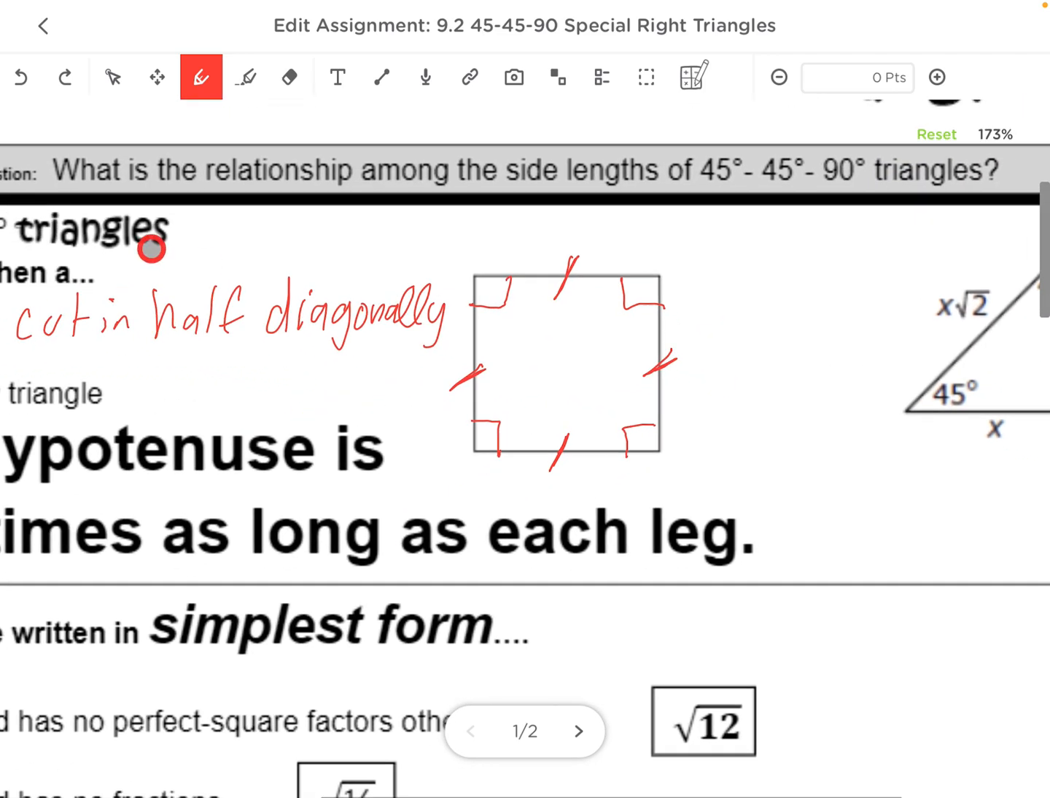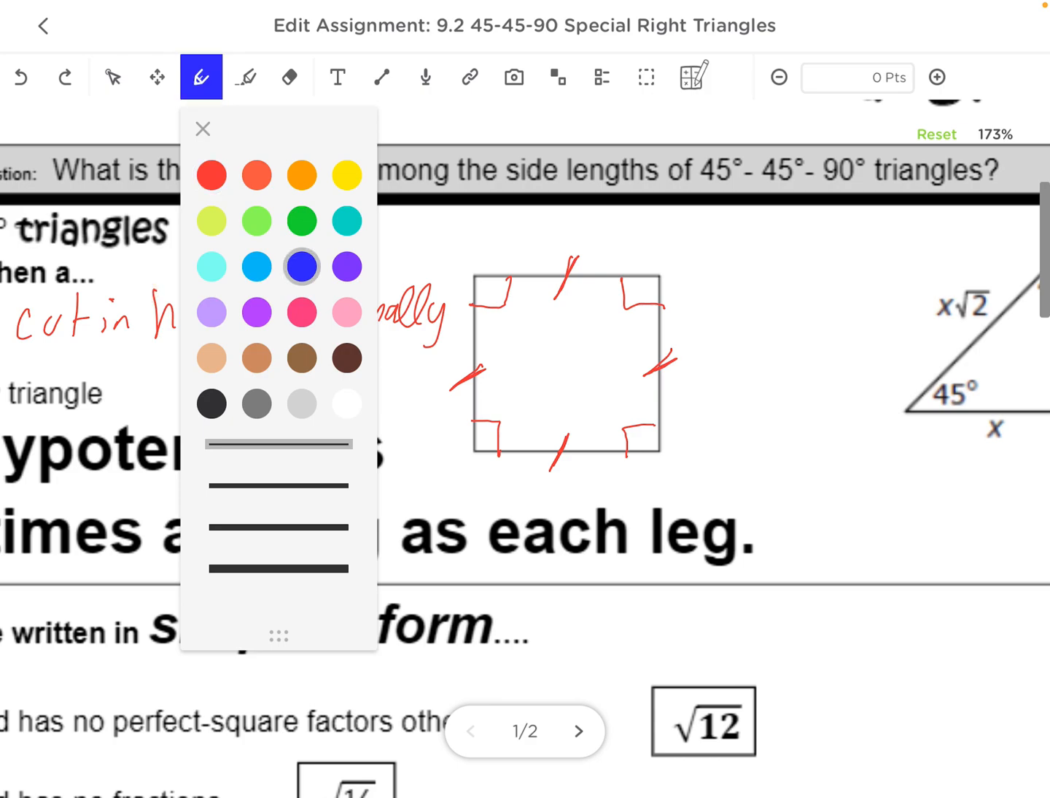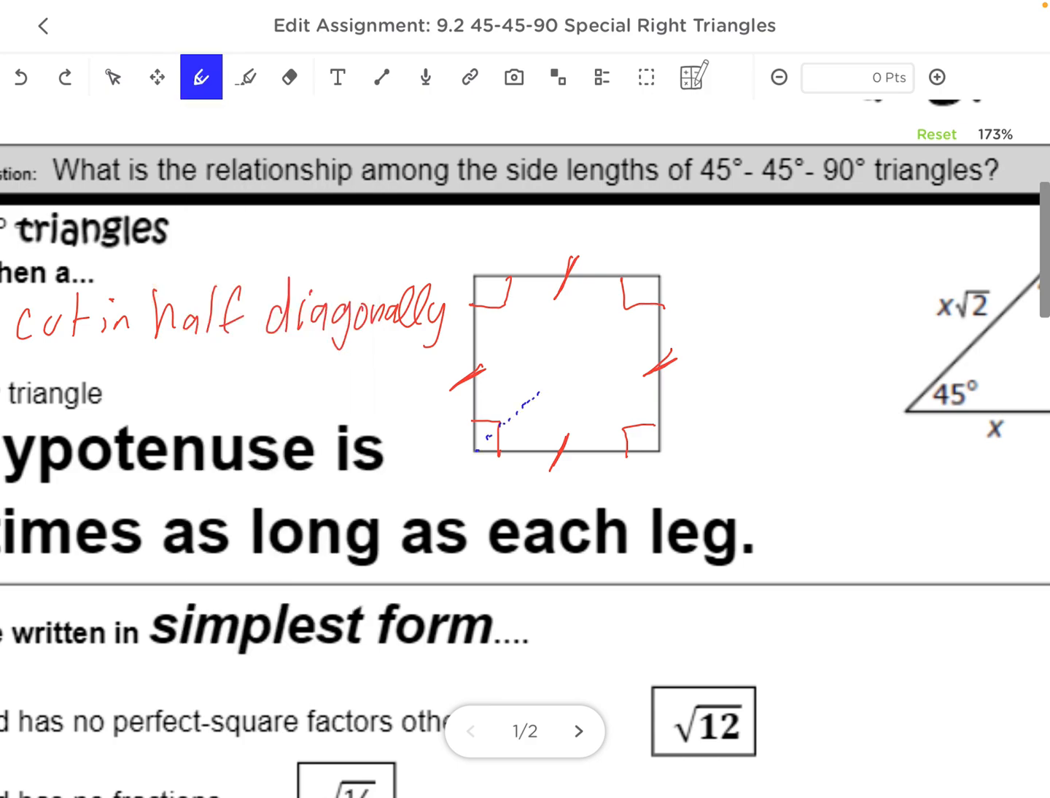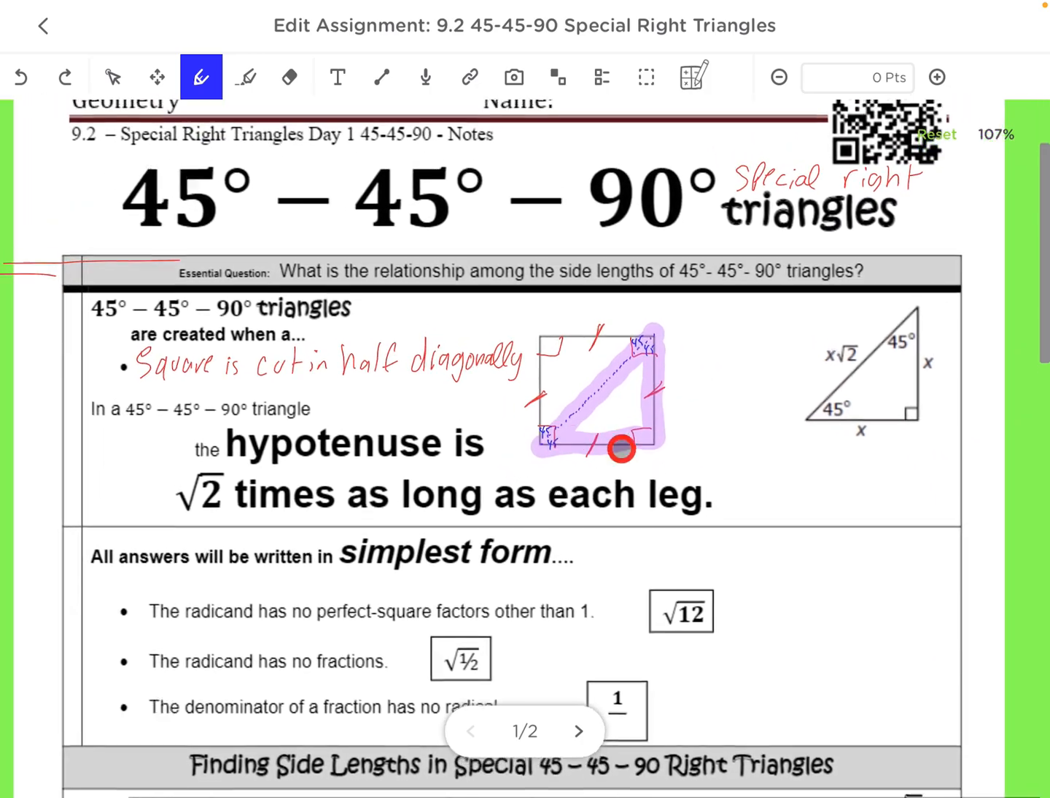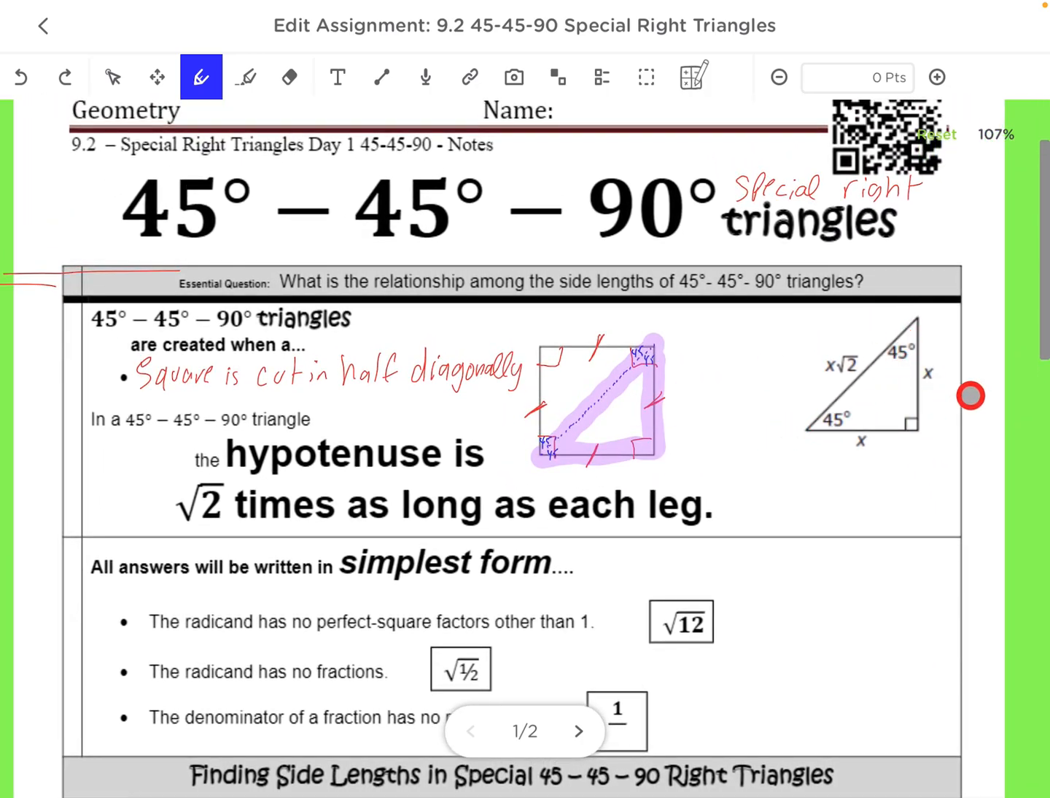So we said it's going to cut it in half diagonally. Imagine we had this. That's diagonally. If I cut that diagonally, I have two triangles, this triangle and this triangle, and they're both exactly the same. Now, what do we notice? If this is 90 and it cuts right in half, that means that much is 45 and that much is 45. And then if that cuts that, that's 45 and that's 45. So when we cut a square in half, it creates a 45, 45, 90 special right triangle.